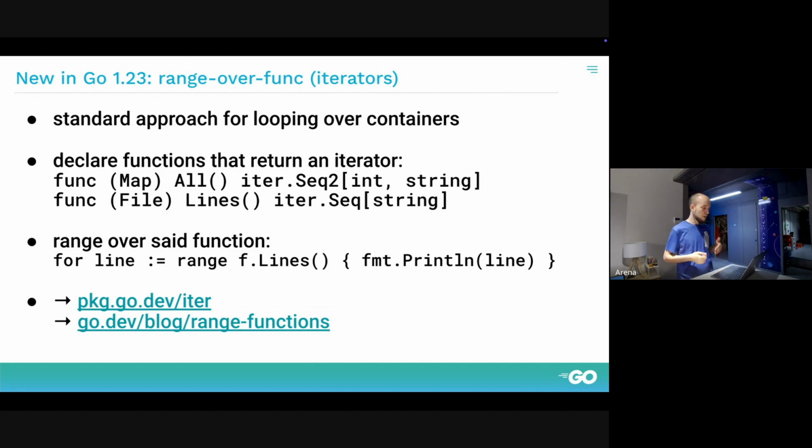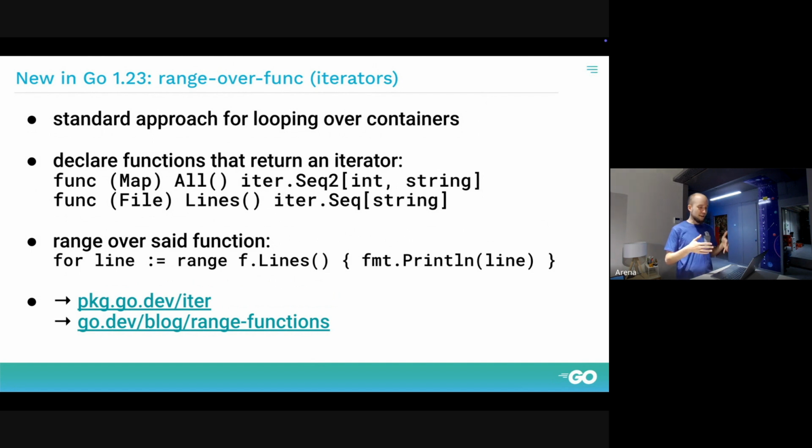Like line by line. If you have this second example here, the way to use it is just with the regular range keyword. So you could write for _, line := range f.lines, and then you just print all of the lines. And it's just a little bit nicer than how you would have to write this before.